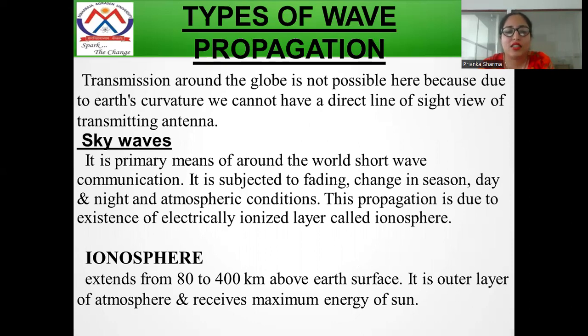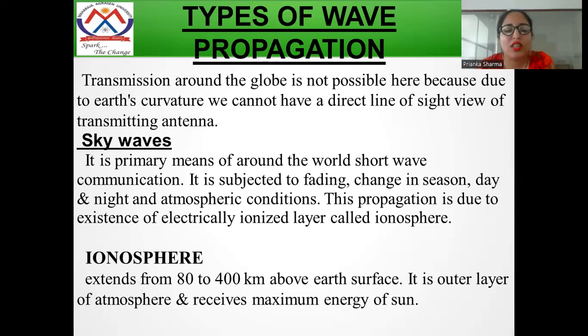The next is sky wave. It is primarily the means of around the globe short wave communication. It is subjected to fading, change in seasons, day and night, and the atmospheric conditions. This propagation is due to the existence of an electrically ionized layer of the atmosphere, which is called the ionosphere.